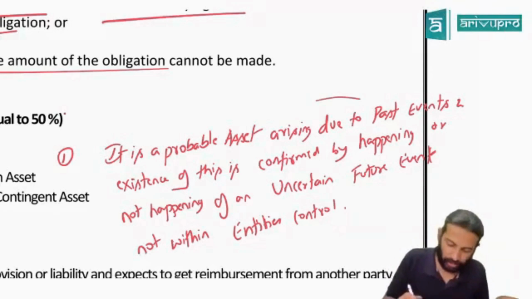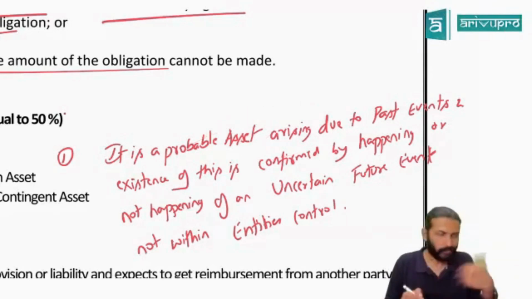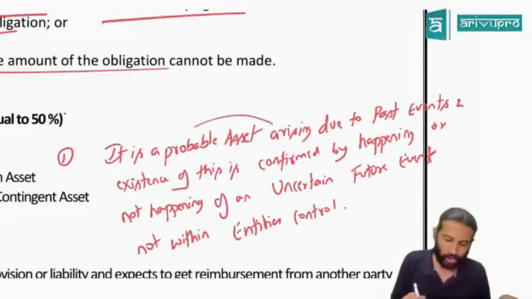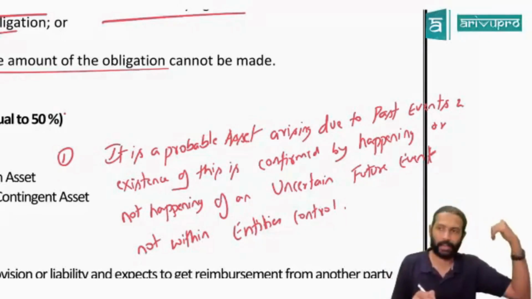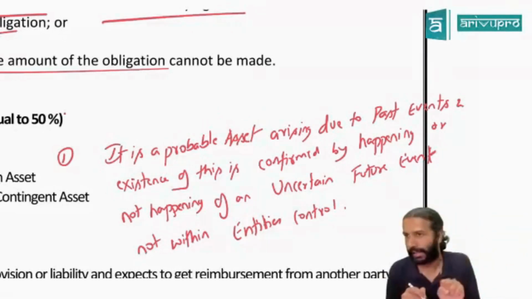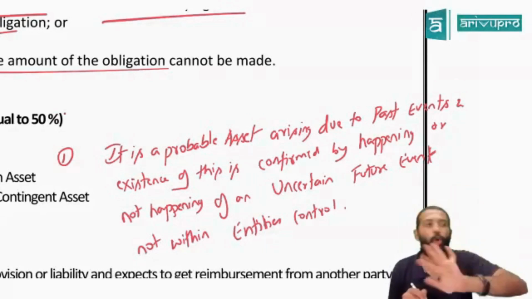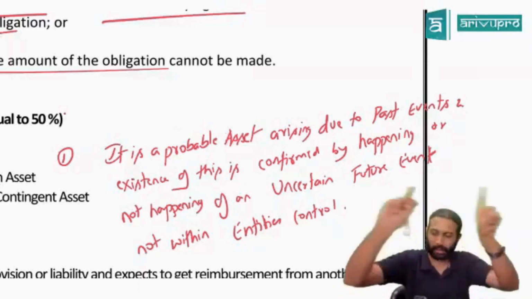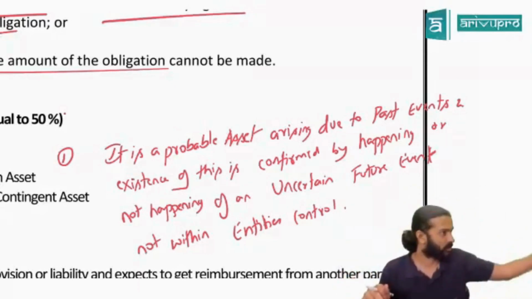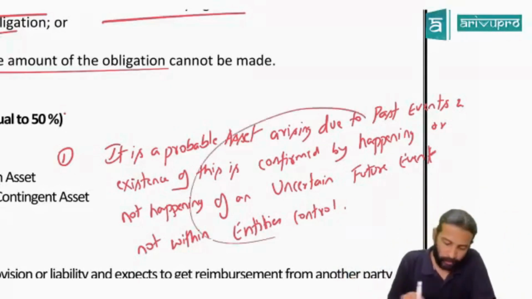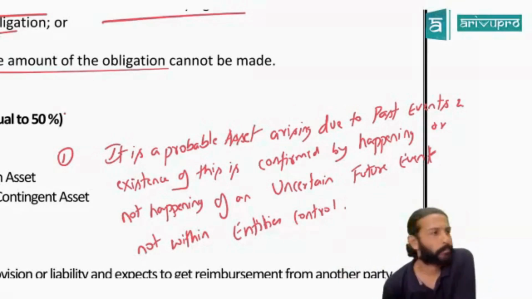Contingent liability was an obligation. Here it's a probable asset. Otherwise everything is ditto, no change there. There you used to write possible obligation. Here you have to write probable asset. Meaning only if there is more than 50% chance that you will win the case, then you will disclose the contingent asset. If it's only possible, then you won't disclose it. I'll give you a small table for that based on the chance. So far good? All right, this is the definition of contingent asset. Copying done? All right.